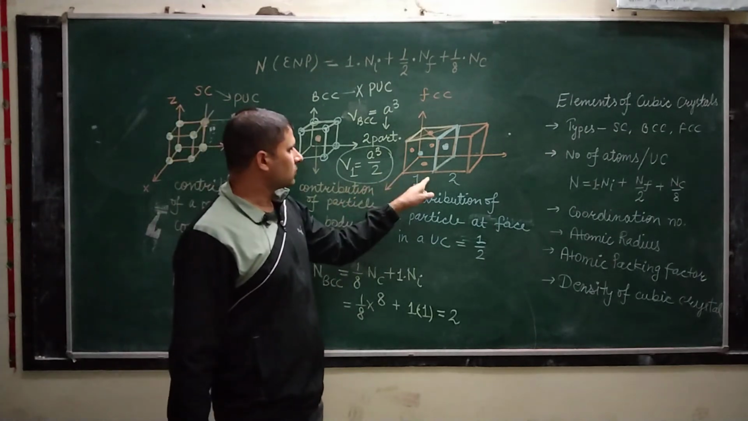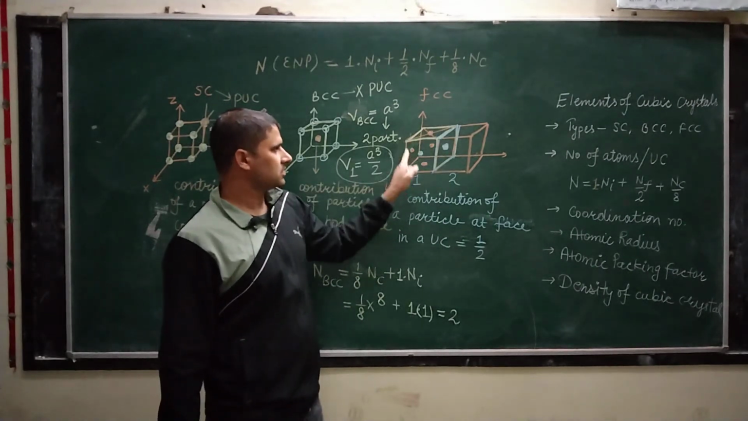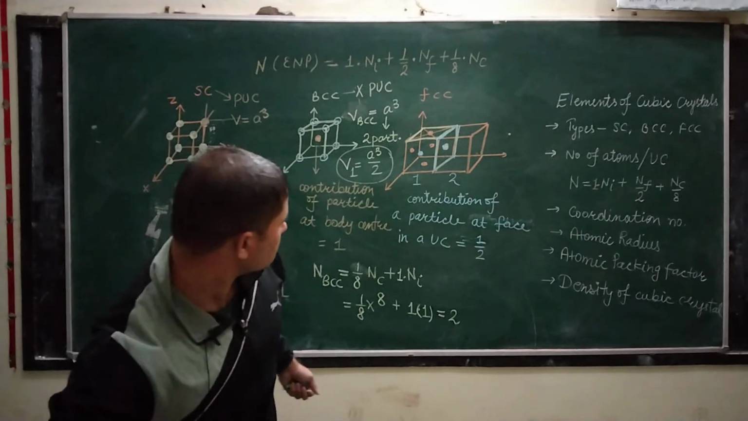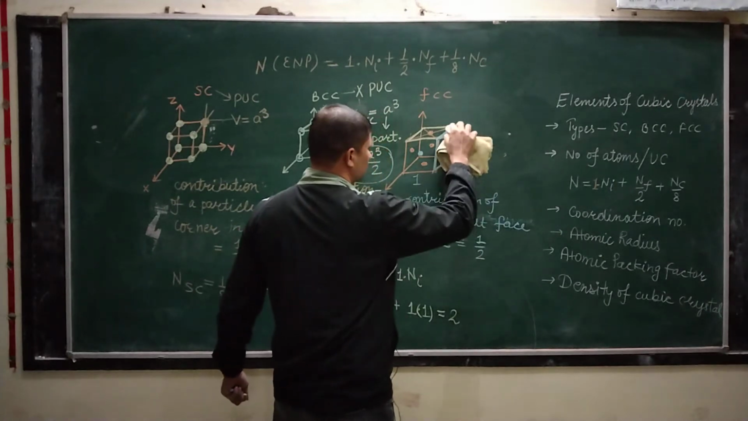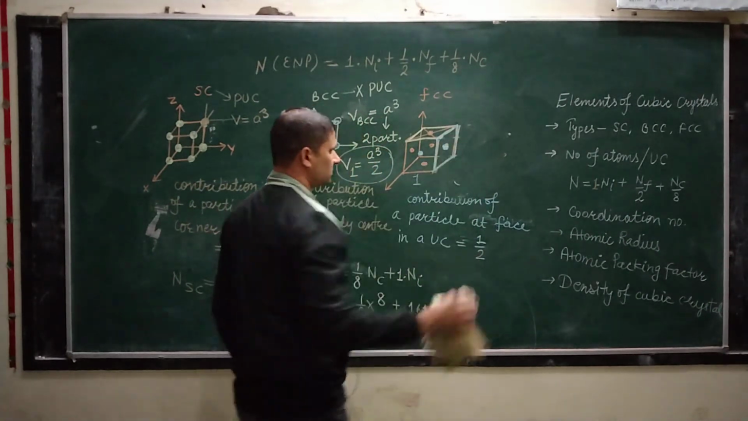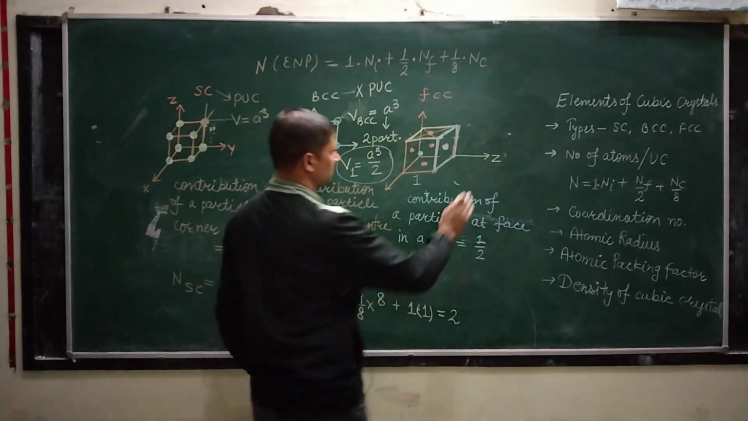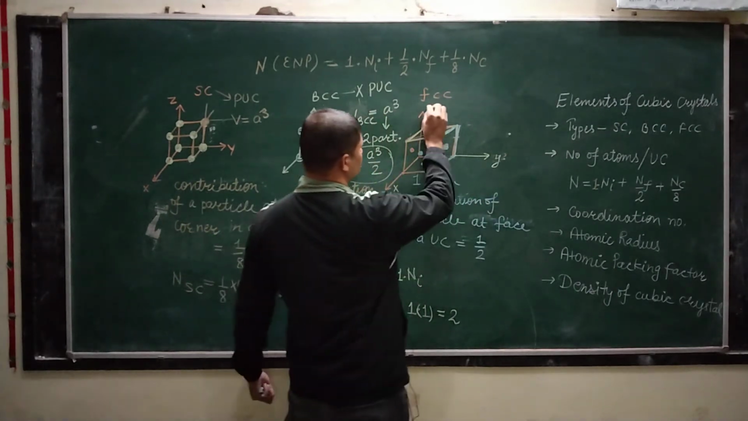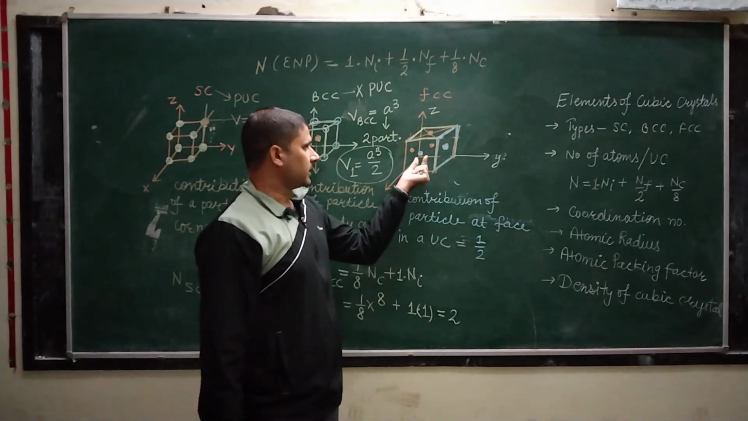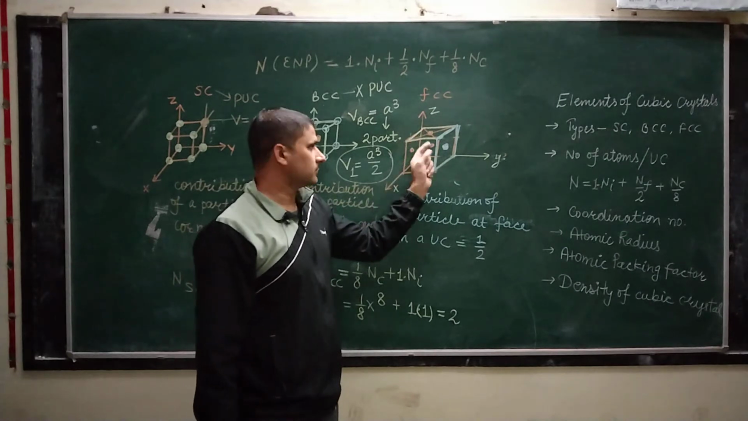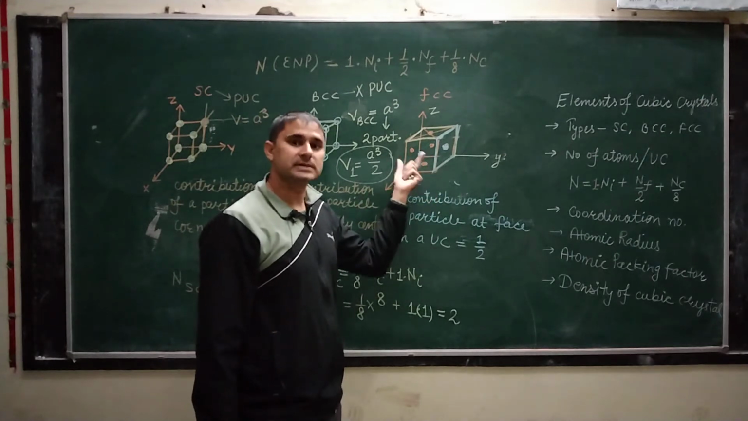Okay class, now come to FCC. In FCC, particles are present at the 8 corners and at the 6 faces. This is the picture. This is Y, this is X, and this is Z. So 8 particles are present at the corners and 6 particles are present at the face centers.